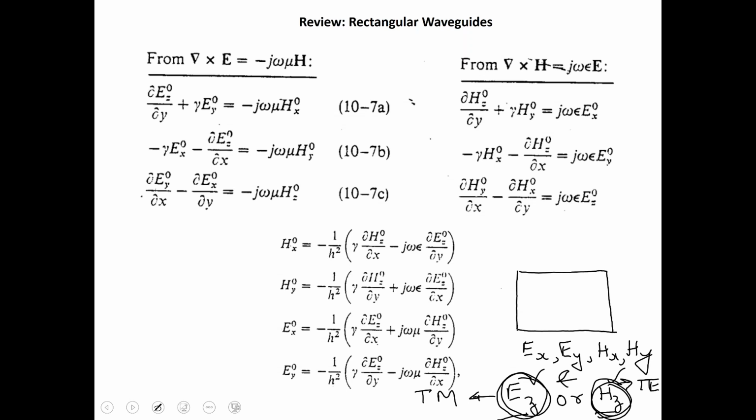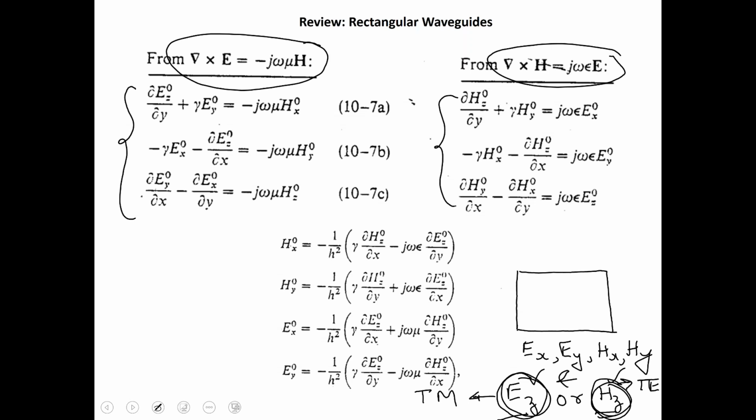In order to do that, basically we had to go back to Maxwell's equations. We took Faraday's law, del cross E is minus j omega mu H, and hidden within this single equation, there are three equations, each in a different component of the field, x, y, or z component. Similarly, we took Ampere's law, del cross H is equal to j omega epsilon E, and hidden within that, there are three other equations present.